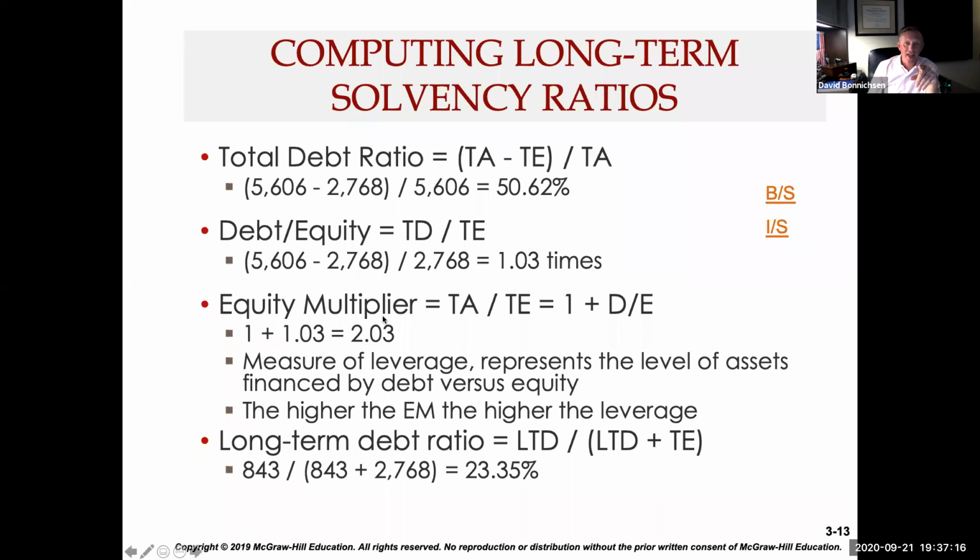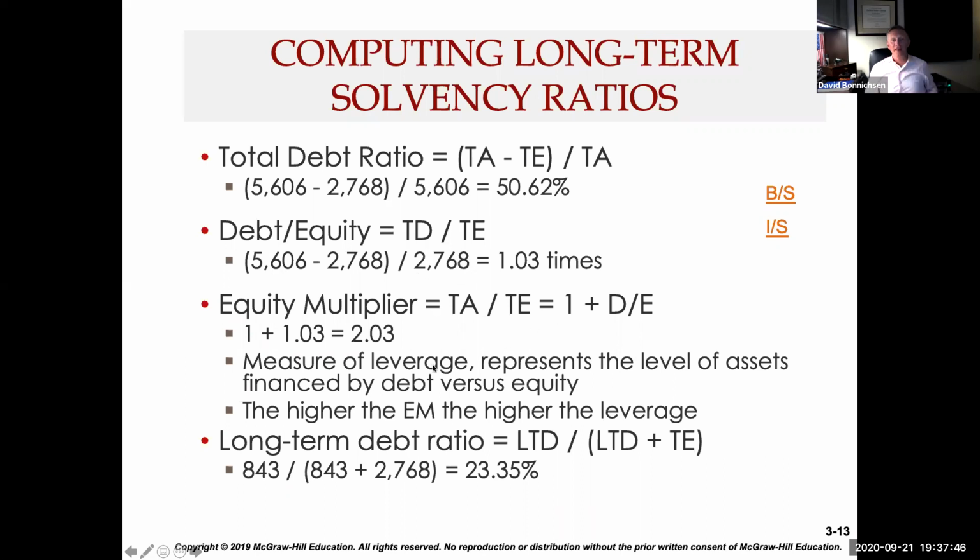So we've got the equity multiplier of 2.03, which means that we're looking at 2.03 times our assets that are financed by debt versus equity, okay? So we're much more leveraged on the debt side, obviously, because we've got total debt of 5606 and we've got total equity of 2768, okay?